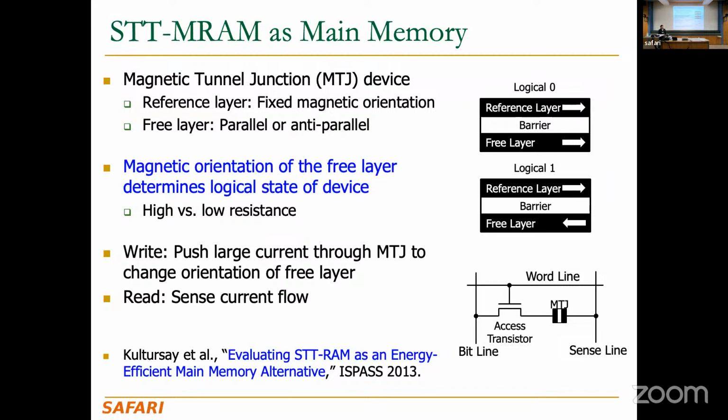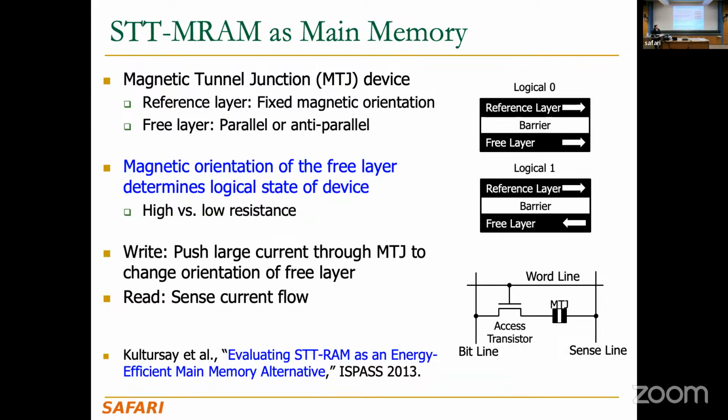Here is the cell structure of the STT-MRAM. It's called the magnetic tunnel junction device, which has a reference layer with a fixed magnetic orientation, and a free layer, which can be programmed to be either parallel or anti-parallel to the reference layer to decide whether the stored value is logic 1 or logic 0. The magnetic orientation of the free layer determines the logic state of the device, which is high resistance or low resistance.